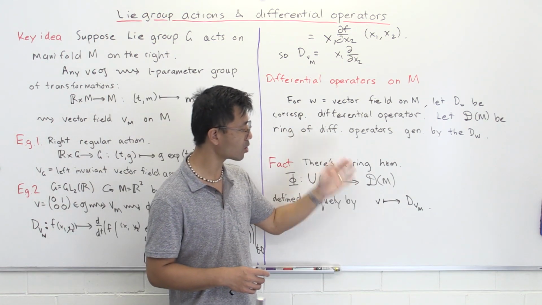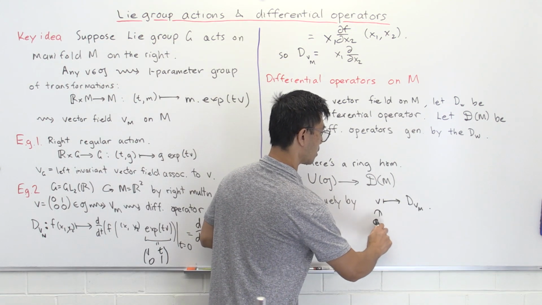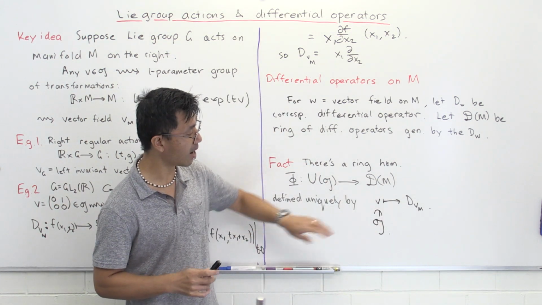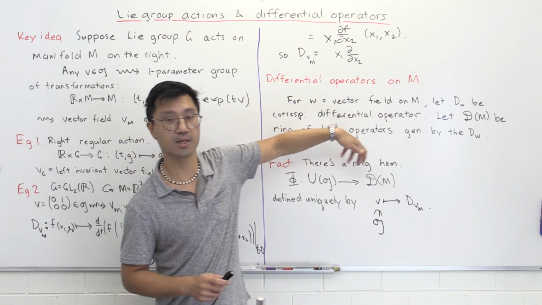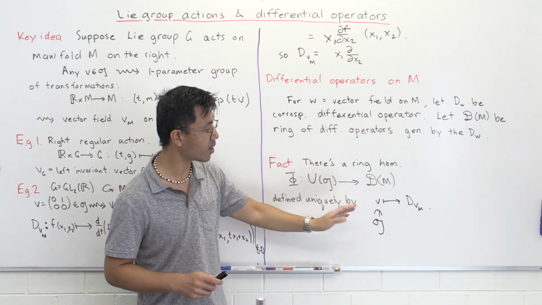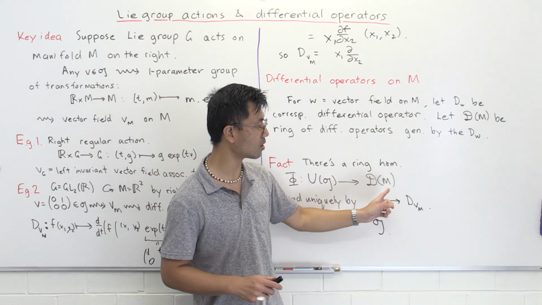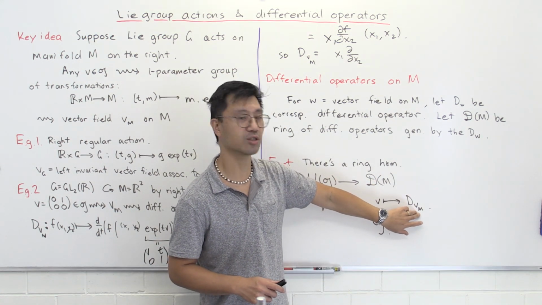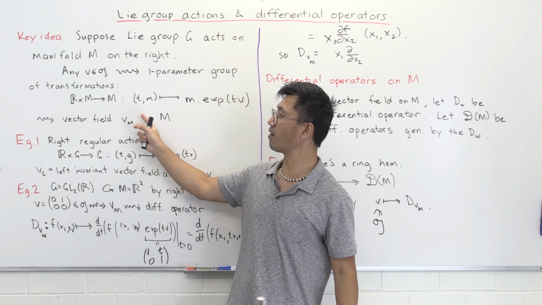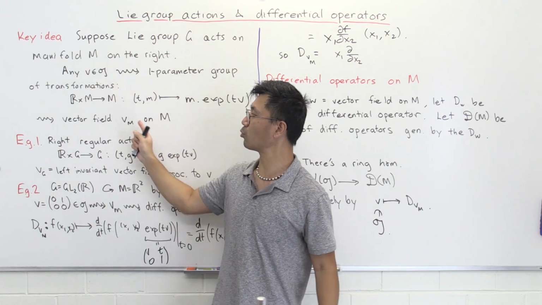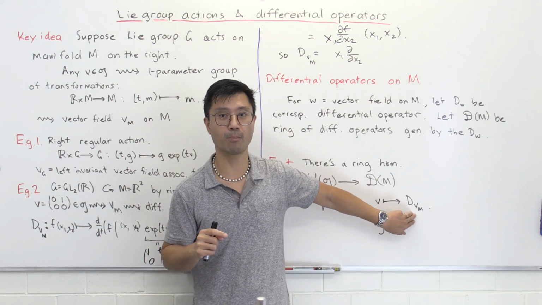So if I tell you what it does on all the elements of the Gothic g here, the Lie algebra, then it will define this for you. Okay, there's only one possibility for what it is. And what is that? It's basically you send that vector v to the corresponding differential operator which is associated to the vector field V_M. So remember what we did here was we created, for each element of the Lie algebra, this vector field V_M on M, and that gives us a differential operator.